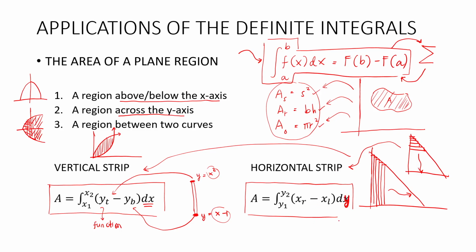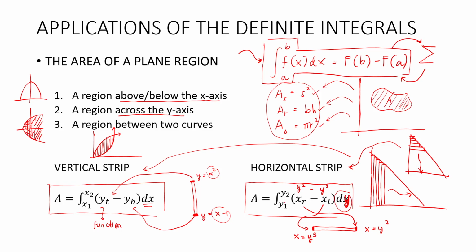Okay, so if it's a horizontal strip, what you're going to do is you have the x right, that's the x function touching the right portion of the horizontal strip, and then x left is the x function touching the left part of the horizontal strip. So for example, the x right is x equals y squared, and then the left part is x equals y cubed. So this becomes y squared minus y cubed.